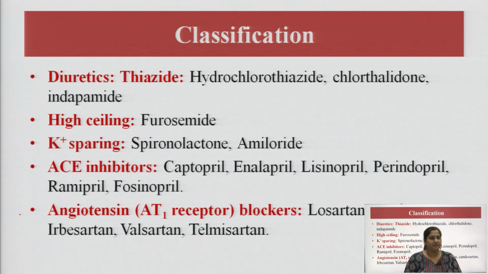In ACE inhibitors there are several drugs: captopril, enalapril, lisinopril, perindopril, ramipril and fosinopril. Most times we use these agents in hypertension along with the other drugs of hypertension. And the last class here is angiotensin blockers, that is losartan, candesartan, irbesartan, valsartan and telmisartan.